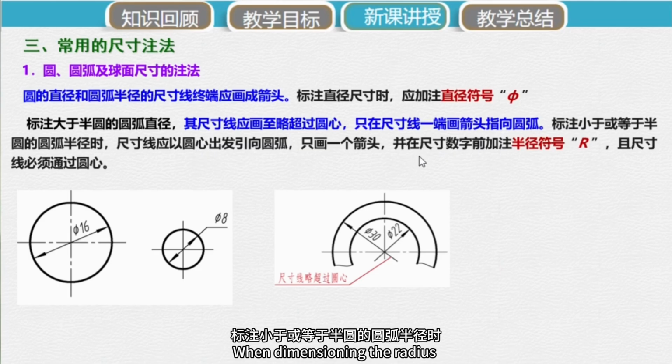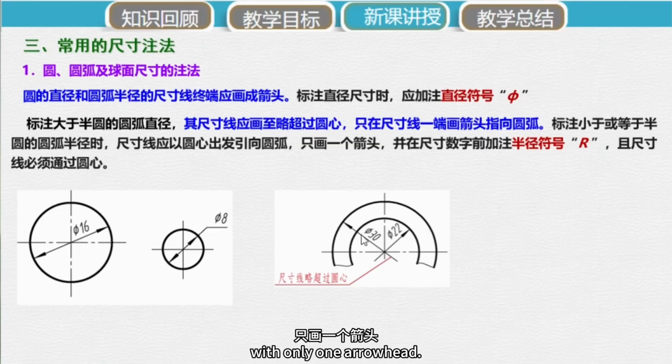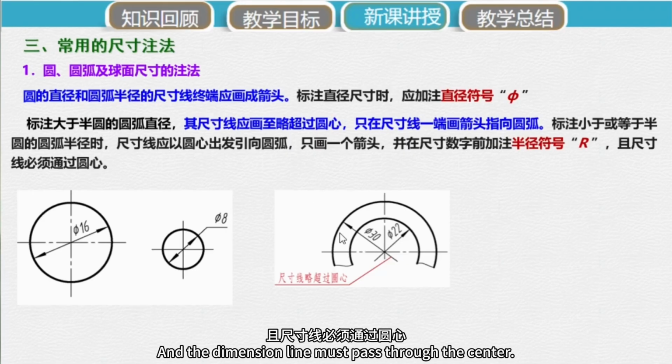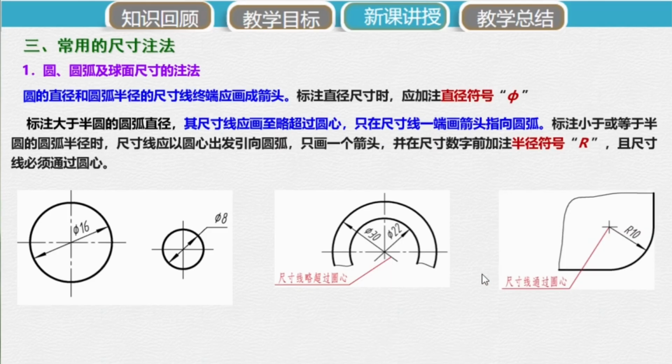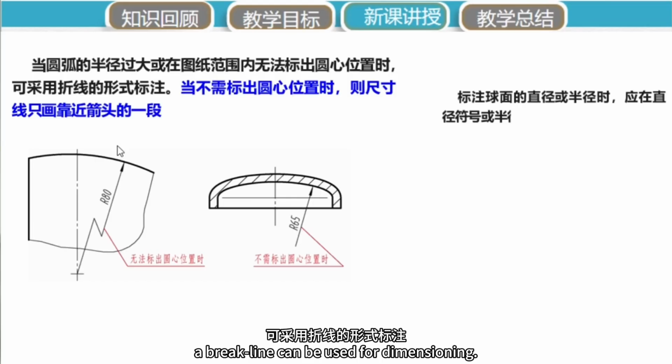When dimensioning the radius of an arc equal to or less than a semicircle, the dimension line is drawn from the center towards the arc, with only one arrowhead. The radius symbol R should be added ahead of the dimension figure, and the dimension line must pass through the center. When the radius of an arc is overly large, or the center position cannot be shown within the drawing limits, a break line can be used for dimensioning.